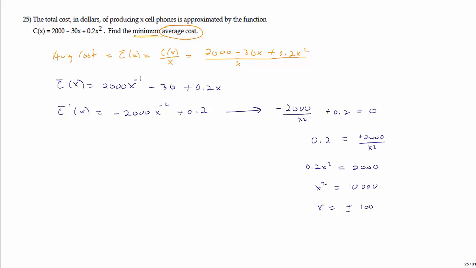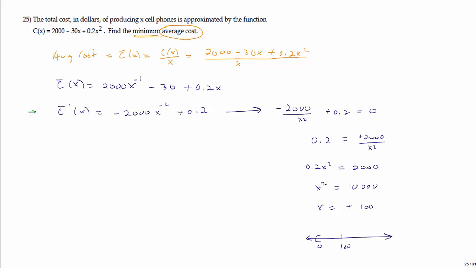And since x is going to be the number of phones, we know that x is going to have to be plus 100. Okay, so that's my only critical number. Now I got to determine that it is indeed a minimum. So if I use my first derivative test, there's 100, 0. I'm going to go ahead and choose 1. And again, I'm plugging in my derivative here to test it.